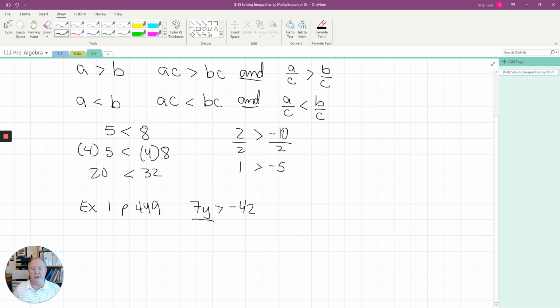You undo what's being done to it. To undo multiplication, you use division. So you would divide by 7 on both sides to maintain balance. Over here, 7 and 7 cancel to 1, and that leaves just y greater than negative 42 divided by 7, which becomes negative 6. So your answer is y is greater than negative 6.